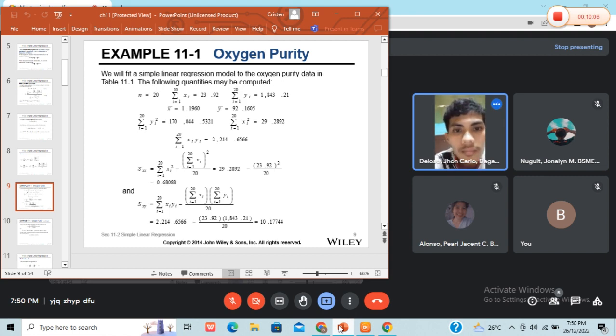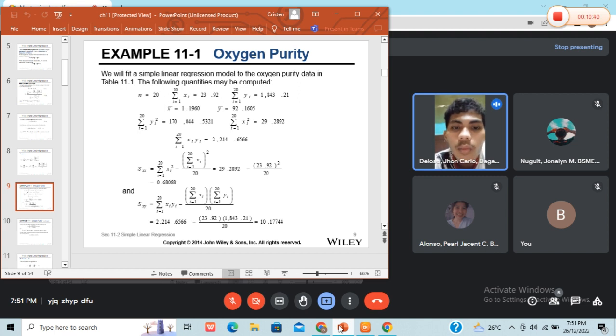170,044.5321, and our summation of x squared is equal to 29.2892, and our summation of x times y, or the summation of xy, is equal to 2,214.6566. And we're going to substitute these givens.